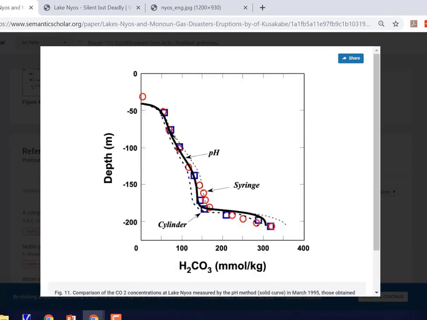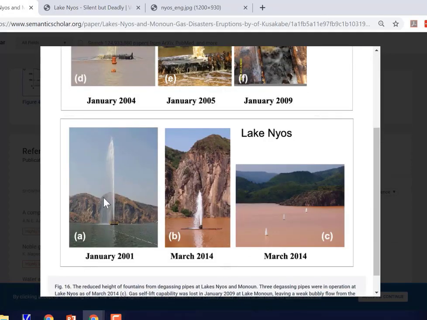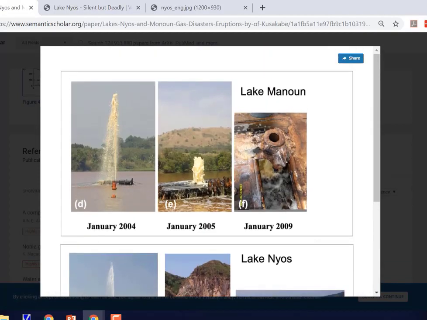That's the equipment for how they test it. But that first lake, that's what it was in January 2004. After you get rid of the carbon dioxide, it stops coming up. And that's what it looked like in 2009. There wasn't enough carbon dioxide to keep the water flowing. And March of 2014. So you do not want to be around one of these things. All because gases are more soluble at high pressure and low temperature, which is what you're going to find at the bottom of a lake.